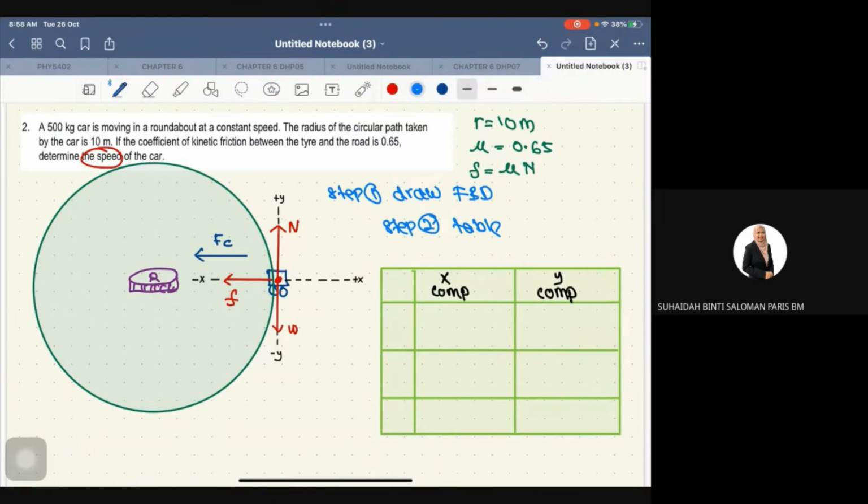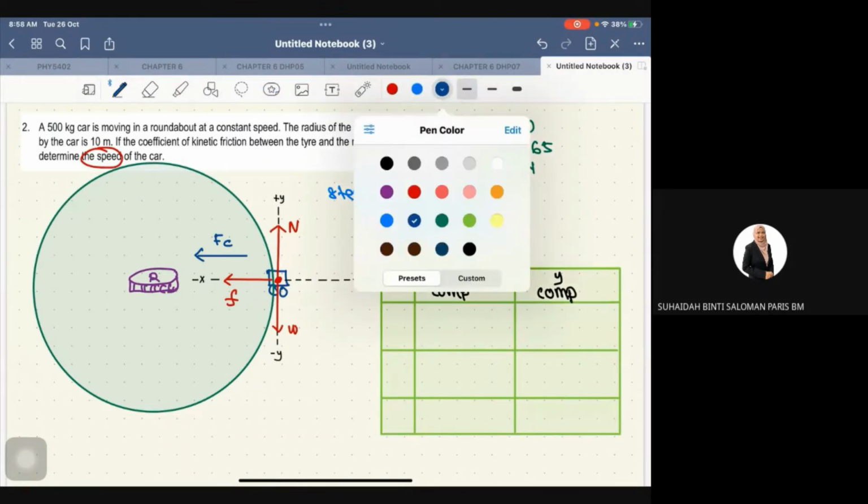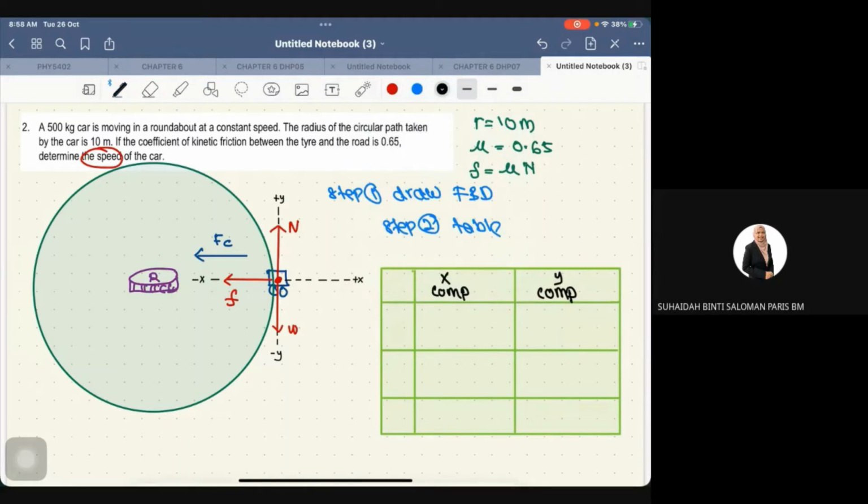Okay, so kat sini kita akan fill in the table. So ada frictional force, awak ada N, awak ada W. Okay, so N dekat X component kosong, W kosong. Okay, X components, Y component untuk frictional force kosong. Okay, so N kita tak tahu nilai dia, kita biarkan. W, okay, because it's pointing downwards, so negative mg.